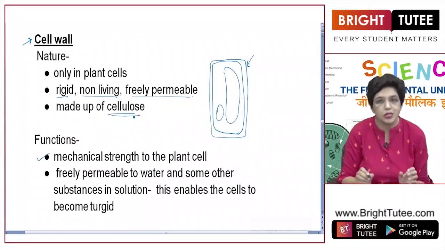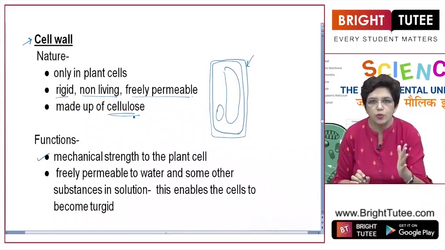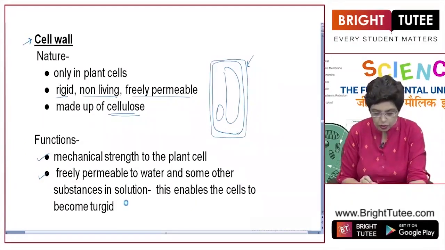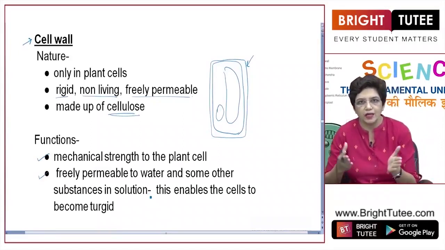up of cellulose. Cellulose is a complex fibrous substance, so it is rigid, so that is why it gives strength to the plant cell. Second, it is freely permeable to water and some other substances in solution, so this enables the cells to become turgid. Turgid means it is hard, it is rigid.